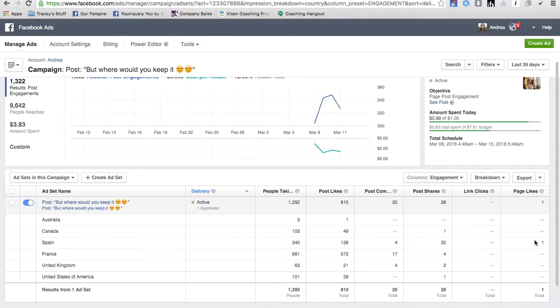Are you willing to pay more money necessarily for your ads for less page likes but more potential?